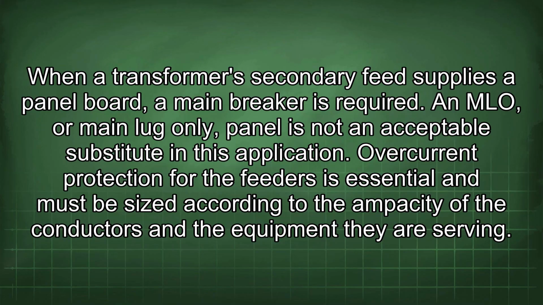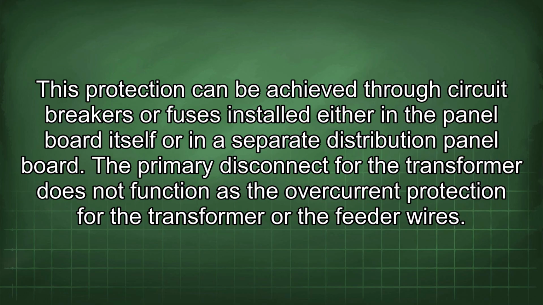When a transformer secondary feed supplies a panel board, a main breaker is required. An MLO, or main lug only, panel is not an acceptable substitute in this application. Overcurrent protection for the feeders is essential and must be sized according to the ampacity of the conductors and the equipment they are serving. This protection can be achieved through circuit breakers or fuses installed either in the panel board itself or in a separate distribution panel board.